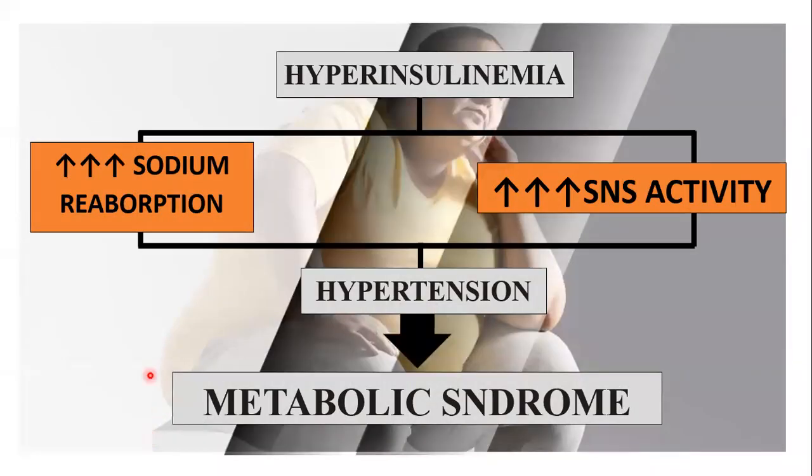So the hyperinsulinemia now would be causing an increase in sodium reabsorption and increased stimulation of the sympathetic nervous activity. And that now would result in hypertension. So all of these signs and symptoms would constitute metabolic syndrome or Syndrome X. It's hypertriglyceridemia, hyperglycemia, hyperinsulinemia, and hypertension, and even central adiposity in our patient.